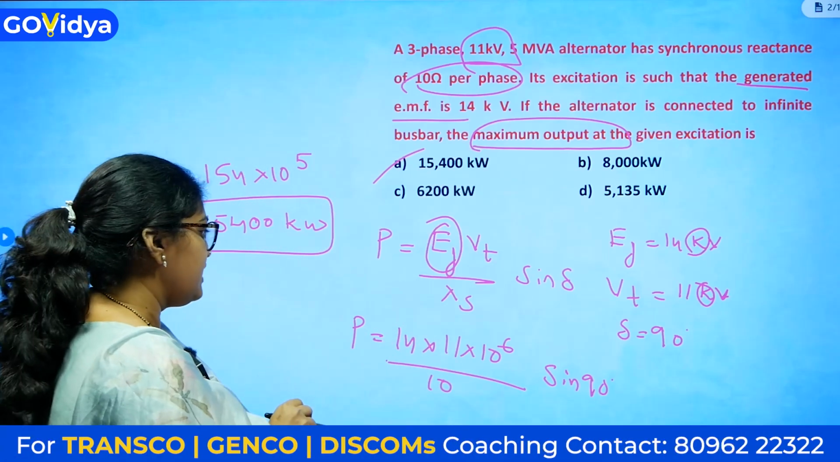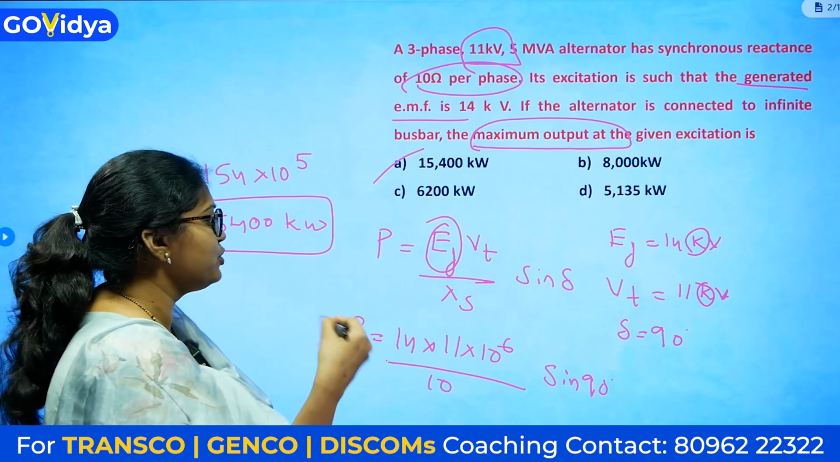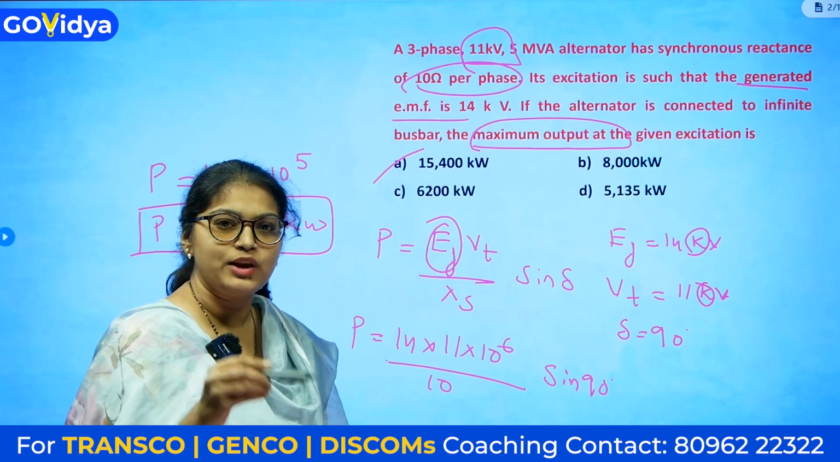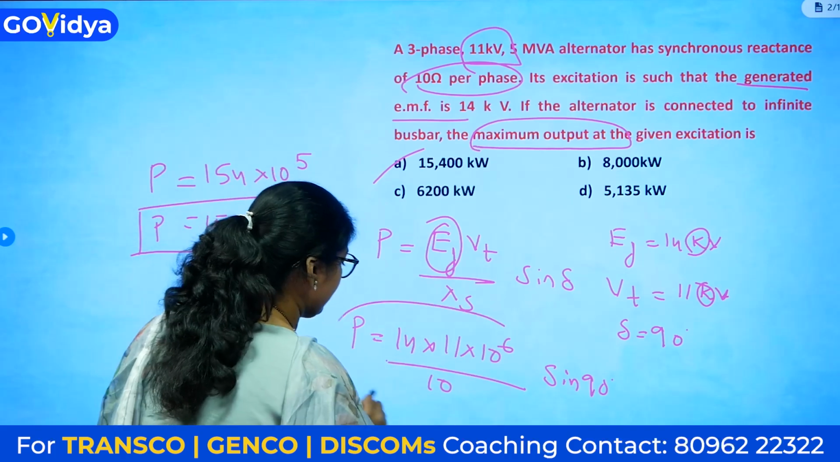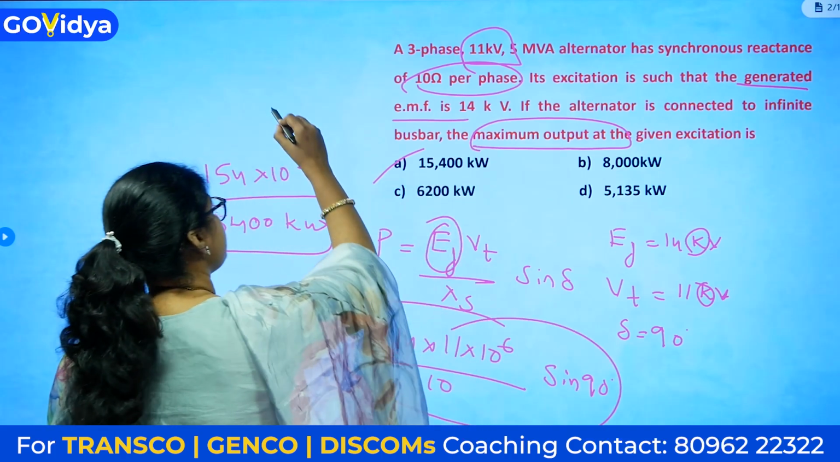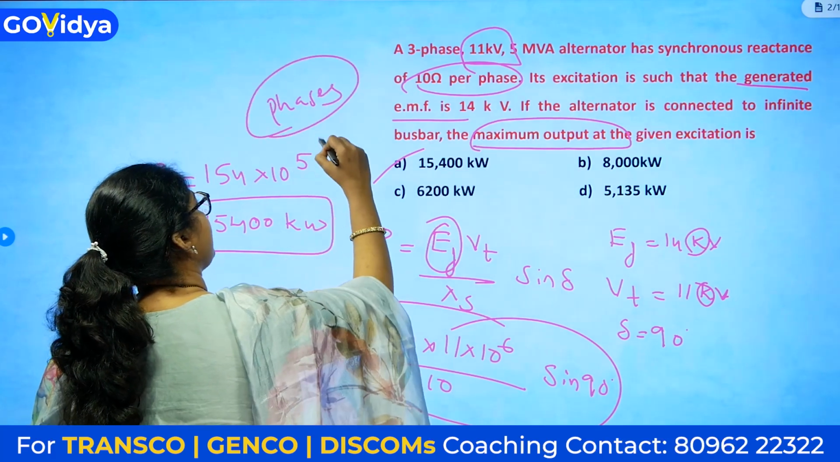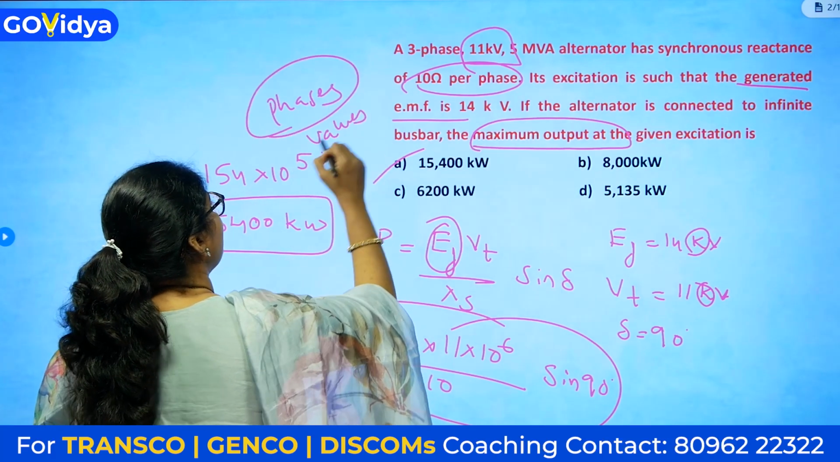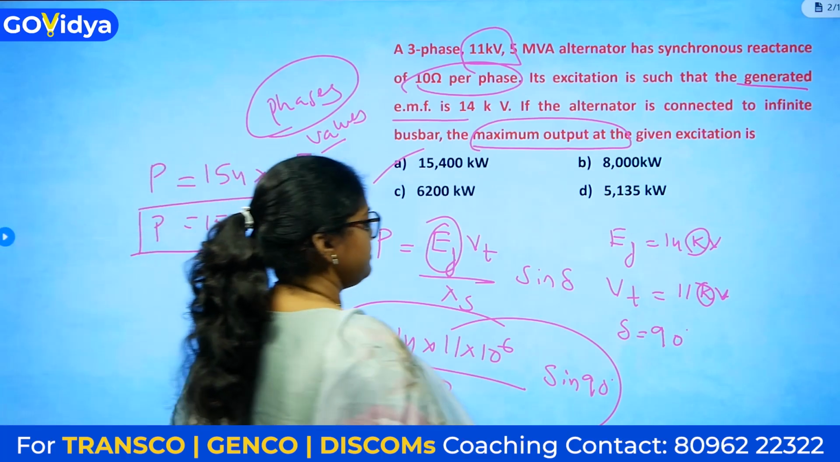So remember one thing, even if you know the formula, if you are not following whether I have to do it in the phase value or the line value, that is very important. You have to know that. Everything we should perform with respect to phase values. Then you can get the correct answer. Clear? So let's move to the next question.